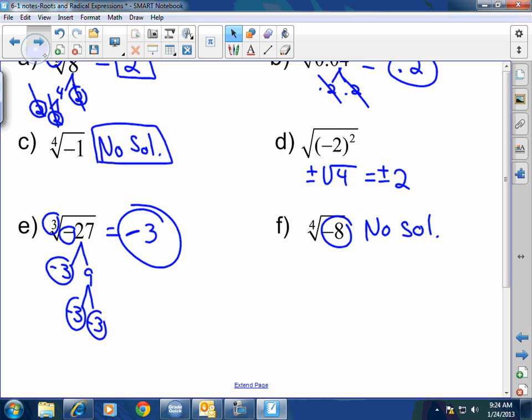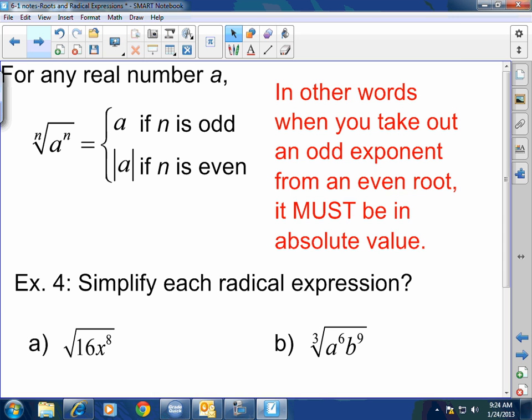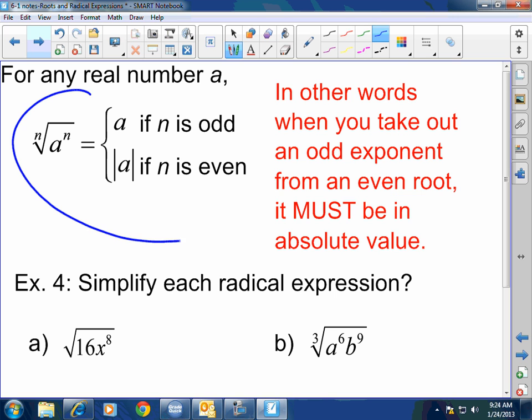Okay, now let's get to the good stuff. What is this saying? This little fancy stuff over here. It says that when you have the nth root of a to the n, it's going to come out as just a regular a if n is odd, and it's going to come out as an absolute value if n is even. Okay, now, some of you are like, what the heck does this mean?